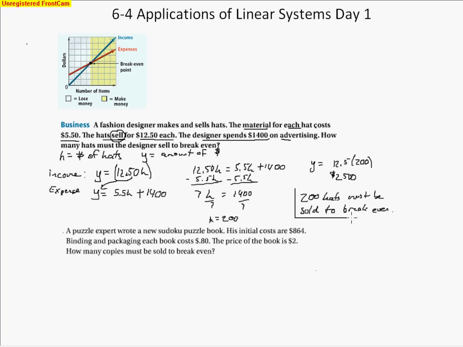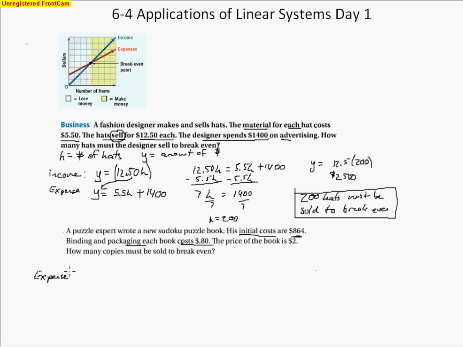So let's take a look at our next problem. It says a puzzle expert wrote a new Sudoku puzzle, and the initial cost is $864. Binding and packaging also costs 80 cents. Okay, so those are expenses. So let's write those expenses down.